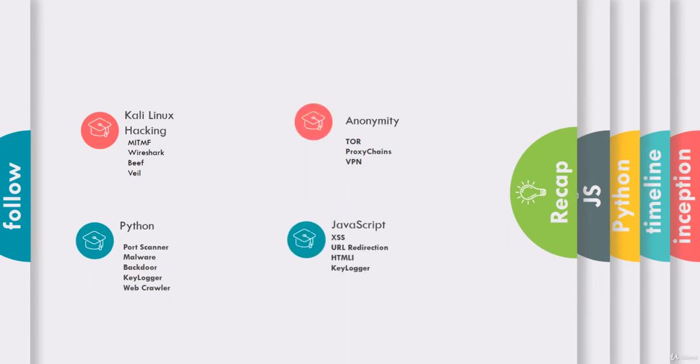So first we'll start with Kali Linux hacking. You can see we'll see the man-in-the-middle framework, Wireshark, Beef and the Whale framework. After that, we'll see how to remain anonymous in the hacking process.